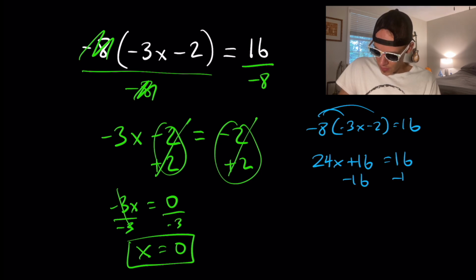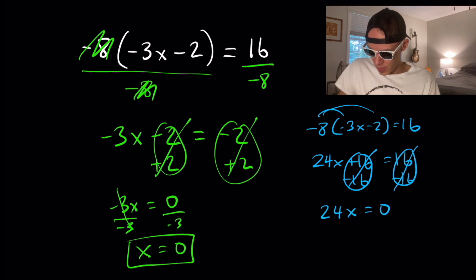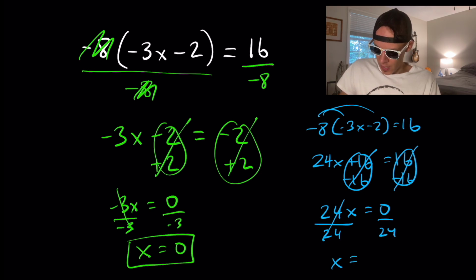I'll subtract 16 from both sides. This is just a 2-step equation at this point. Those 16s will cancel, and then it just so happens that those 16s will also cancel out and give us 0. So 24x is equal to 0. I can divide both sides by 24. Those will cancel, and again, I'll get x equals 0.